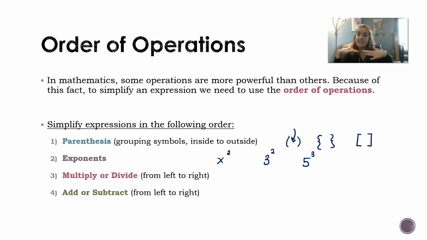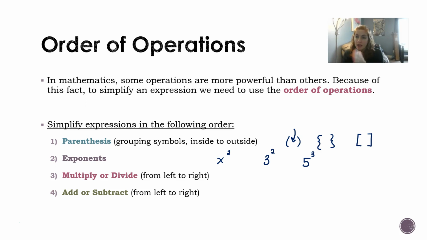And again, these have the same power. Addition and subtraction, they're actually like the wimpiest operations. Shh, don't tell them I told you that. And basically, again, they're left to right. So same deal. If subtraction comes first, we got to do subtraction. If addition comes first, we got to do addition. Whatever comes first from left to right. Okay. So those are the 4 steps.